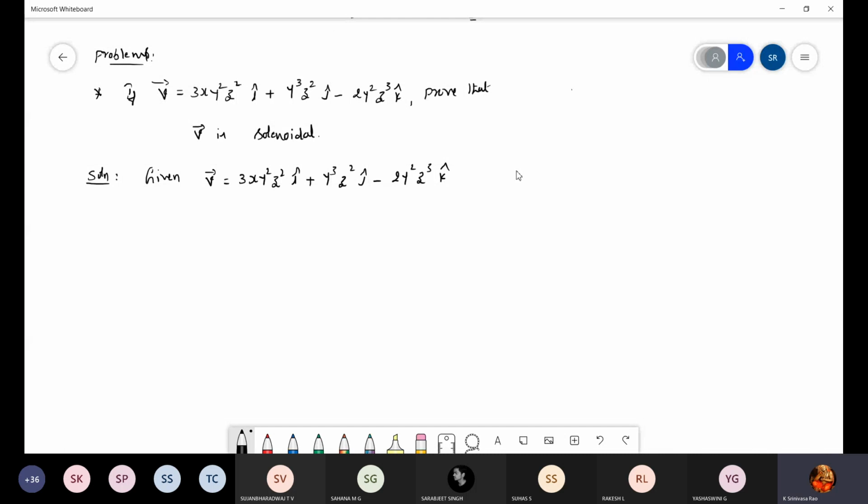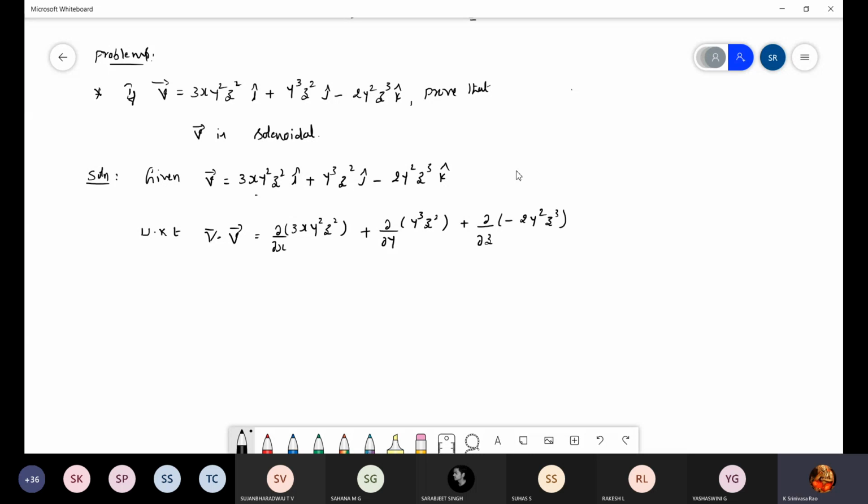We know that del dot V equals ∂/∂x of the first component, that is 3xy²z², plus, no i j k because it is a dot product, divergence, plus ∂/∂y of the second component, that is y³z², plus ∂/∂z of the third component, minus 2y²z³.